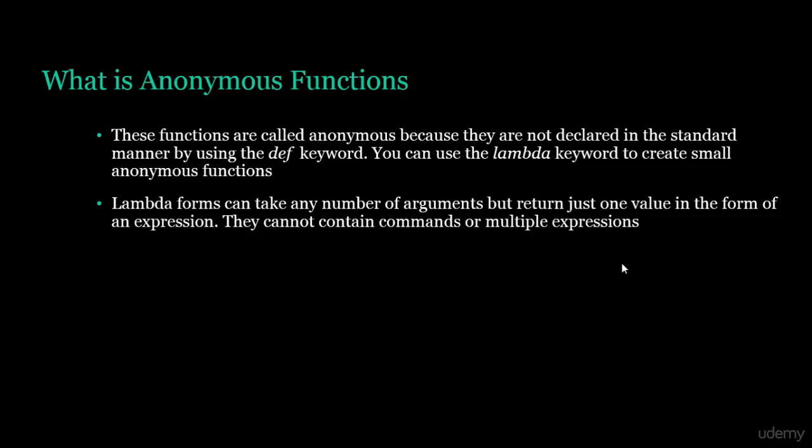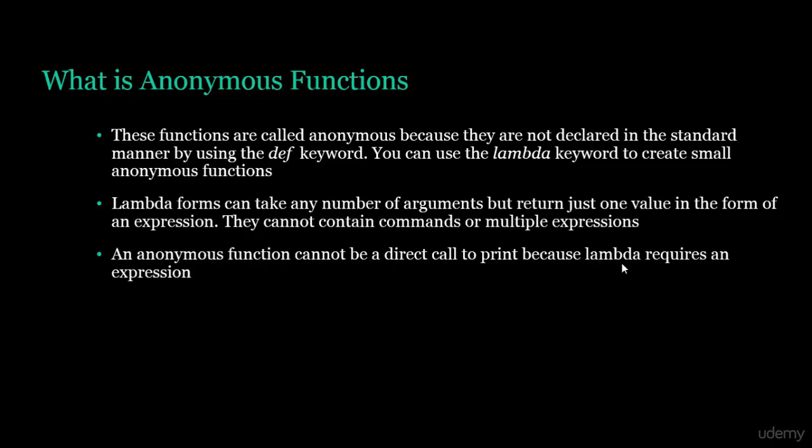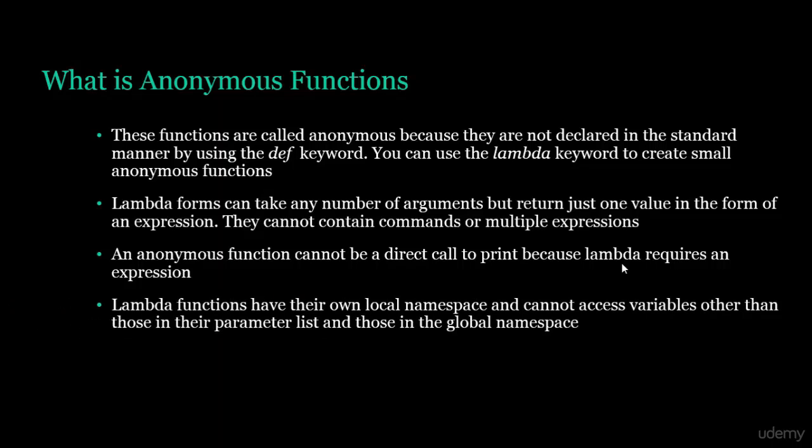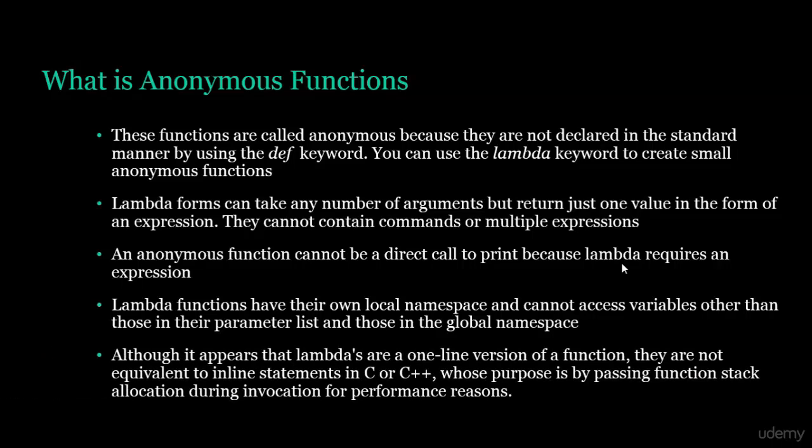Lambda returns only one value. They cannot contain commands or multiple expressions. An anonymous function cannot be a direct call to print because lambda requires an expression. Lambda functions have their own local namespace and cannot access variables other than those in their parameter list and those in the global namespace. Remember, although it appears that lambdas are a one-line version of a function, they are not equivalent to inline statements in C or C++, whose purpose is bypassing function stack allocation during invocation for performance reasons. Okay?